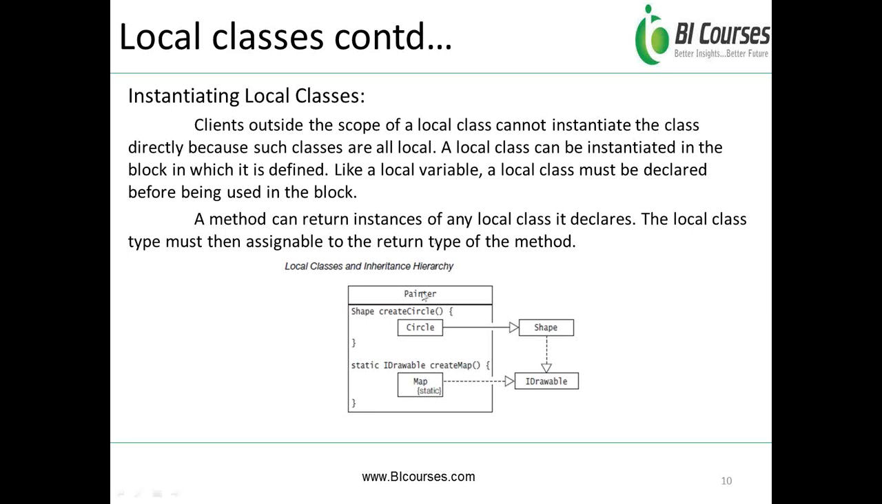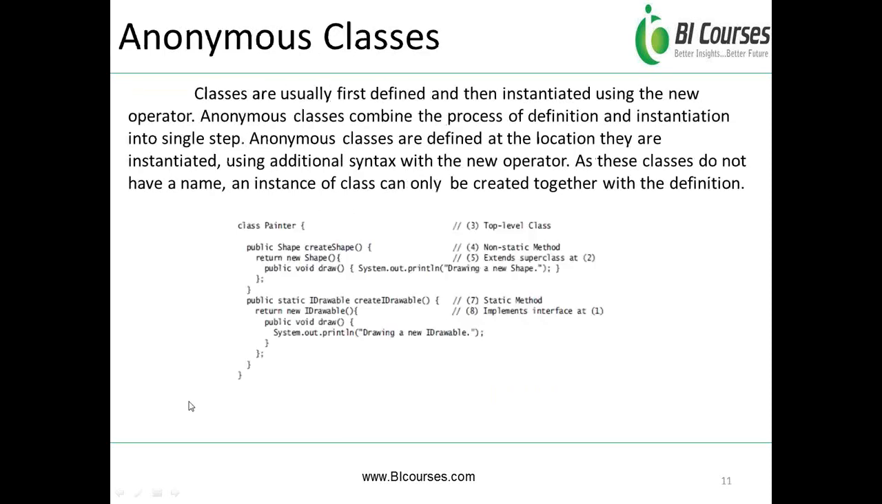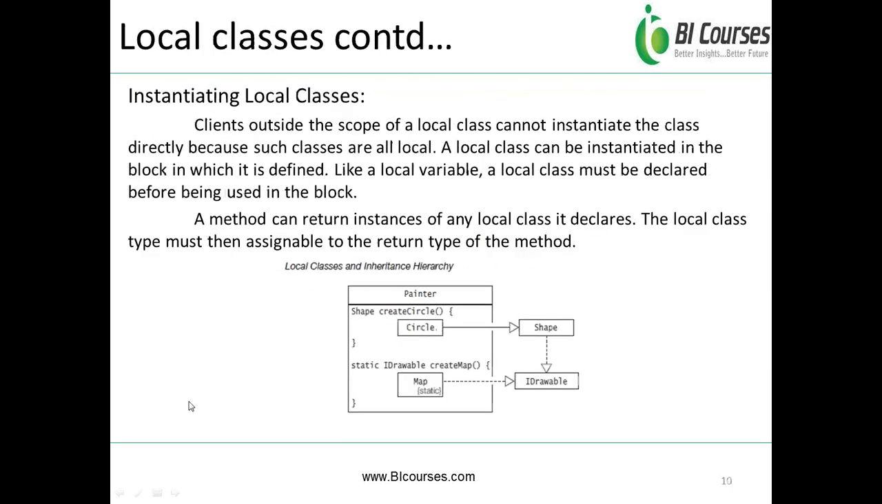See here, we have this painter class which has the shape create circle. This circle is extending the shape class, which is outside this painter, and shape implements the drawable interface. Also the painter class has static drawable create map, which is a static method. So we will see how local classes work, and we'll write a sample program to see how it works.